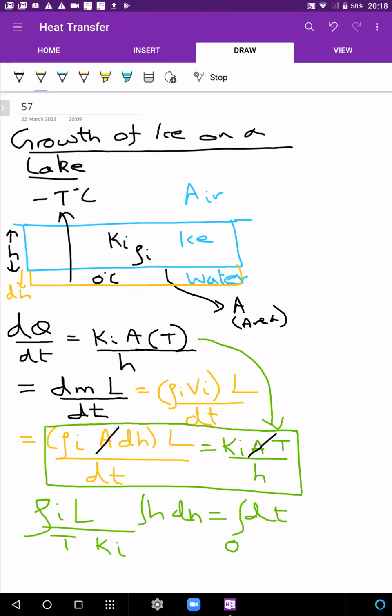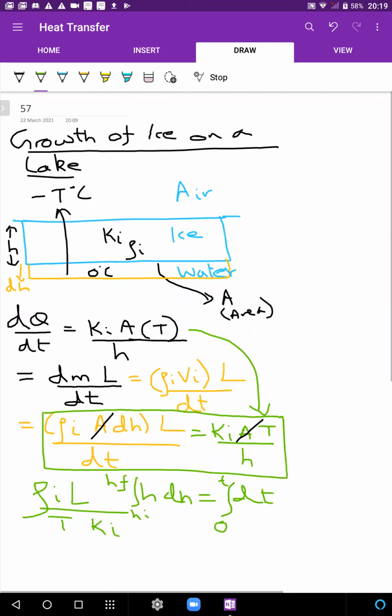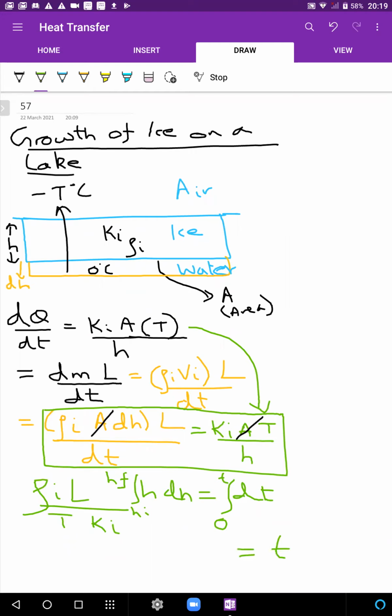You can say that at t equal to 0, you had some initial thickness, and then finally you had some final thickness, and integrate both sides. So you get t is rho L by T K, hf square minus hi square by 2. Okay.